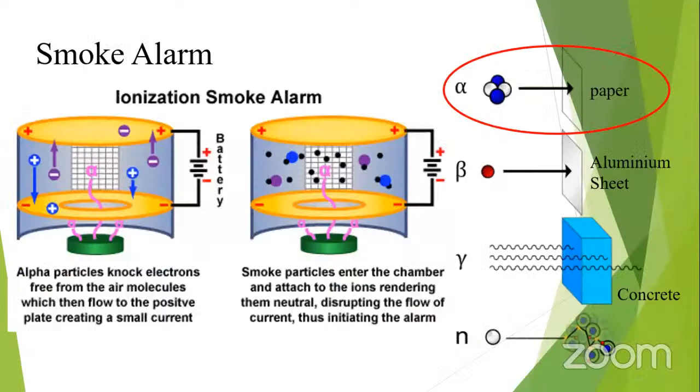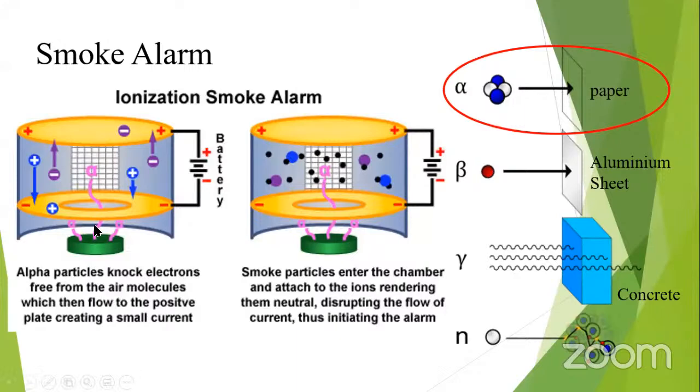Now, of course, in the non-medical field, we have the smoke alarm. I'm not sure that current technology still uses alpha particles in the smoke alarm, but it is a common usage. Basically, an alpha particle is not dangerous if it is outside of us, but it is dangerous if it is inside of us.